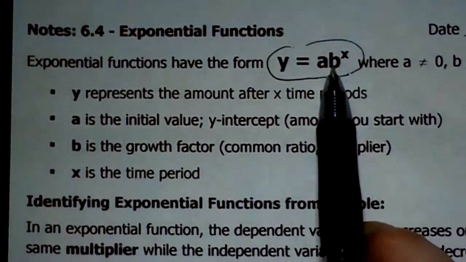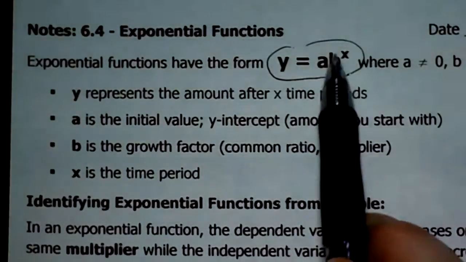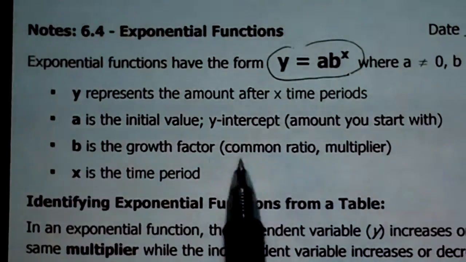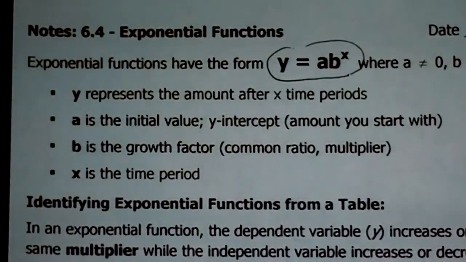So instead of a constant rate of change, like in slope, where it's the change in y over change in x, and we're looking for what number's being added each time, I'm looking for what number's being multiplied on the y every time. That's how you find your b. So the growth factor is the multiplier, the common ratio. It's the word factor, so we know it's something that you multiply.